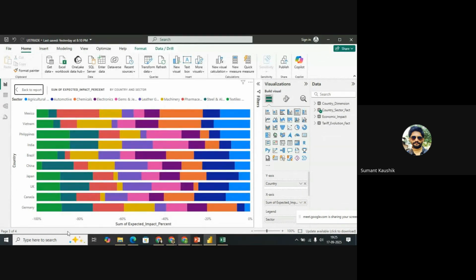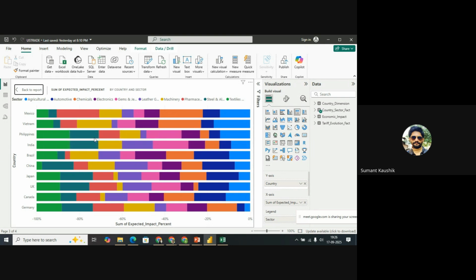So let's see the case of Mexico. For Mexico, we can see the highest effect will be in the case of pharmaceuticals and chemicals. So these two sectors will face the highest impact on exports to the US. One is chemicals and number two is pharmaceuticals. These are the two prime sectors for Mexico which will be most affected due to the tariff imposition. Then we take the case of Vietnam. In Vietnam, the most affected sector will again be chemicals.